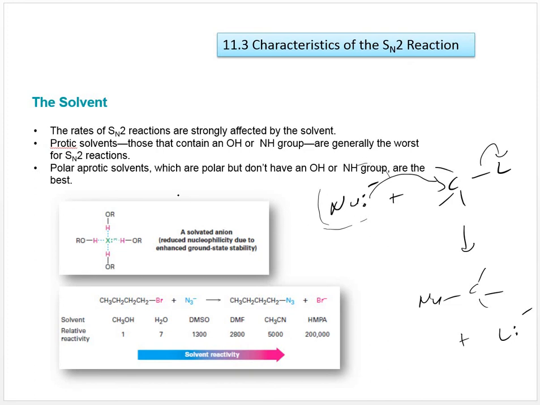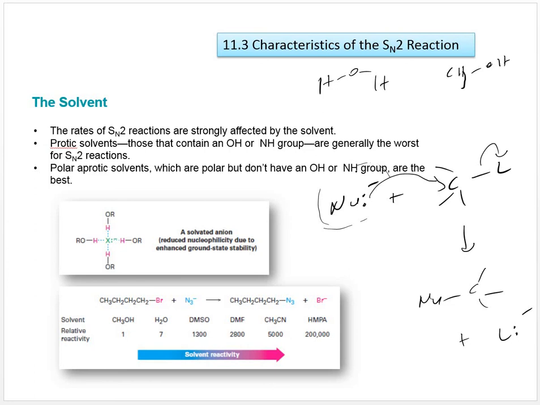When you use polar protic solvents, like water, or sometimes amine-containing solvents or alcohols, these are all protic solvents. The definition of a protic solvent is that it's a polar solvent capable of forming intermolecular hydrogen bonding with each other. So what's going to happen if you have a negatively charged nucleophile?